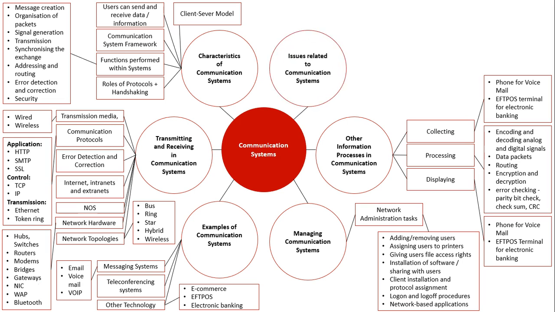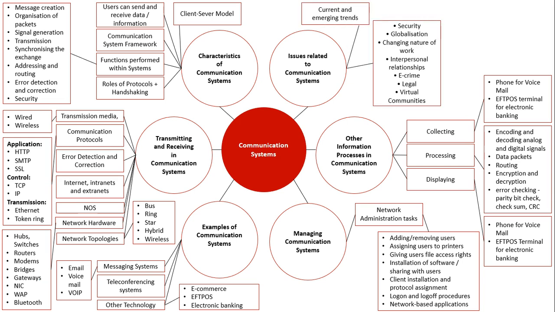And then the final area we look at is issues related to communication systems. So current and emerging trends, and then specifically the issues of security, globalization, the changing nature of work, and interpersonal relationships, and how they're changing from face-to-face to now a lot of social media, and how we communicate a lot online. E-crime in the forms of hacking and phishing, where people are stealing other people's accounts and doing fraud. And then the new case of virtual communities, online gaming, the way we know people through these virtual communities and what's going on.